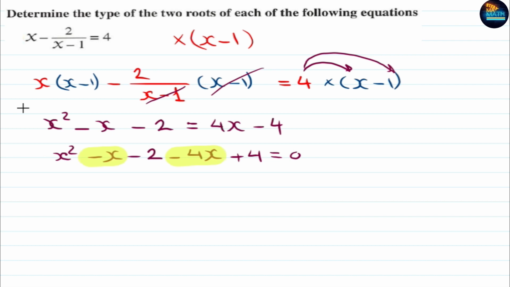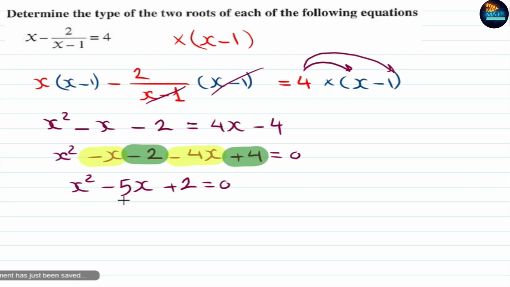They are like terms because they are both having x. So x squared, minus x and negative 4x is negative 5x. All right. And also you have other like terms here. You have negative 2 and plus 4. 4 minus 2 is plus 2. So plus 2 is equal to 0. Now the equation is in the form of ax squared plus bx plus c is equal to 0.